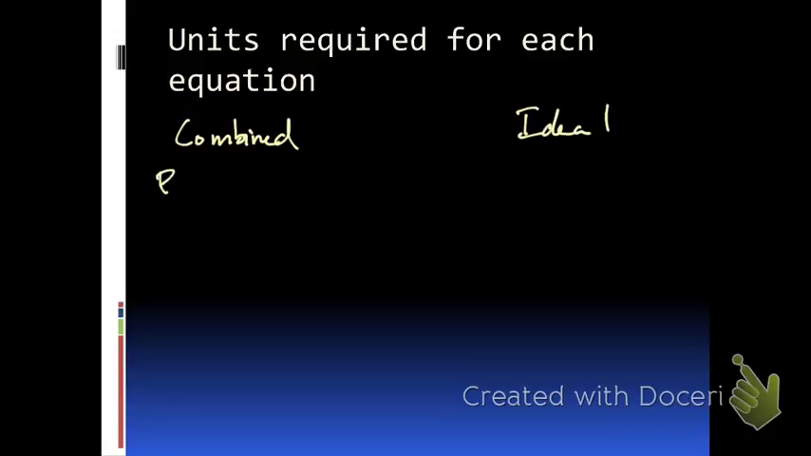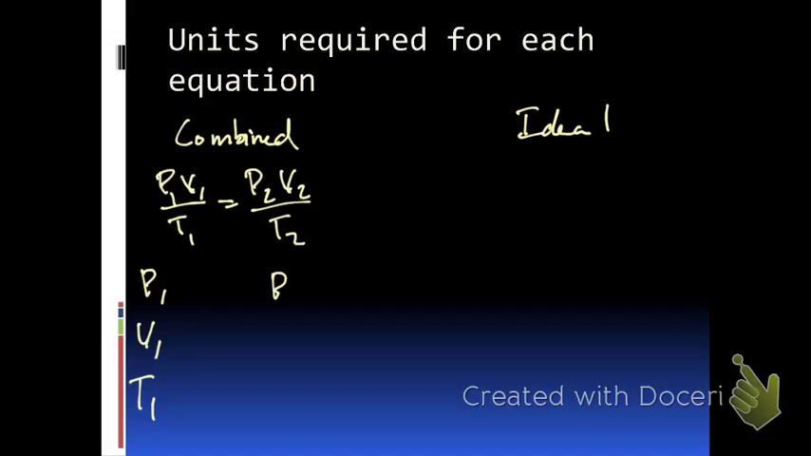So in the combined gas law, which is P1 times V1 over T1 equals P2 times V2 over T2, the only units that are required are temperature. Temperature always has to be in Kelvin. But in the combined gas law, as long as our units match in terms of pressure and volume, that's the requirement when it comes to the units.